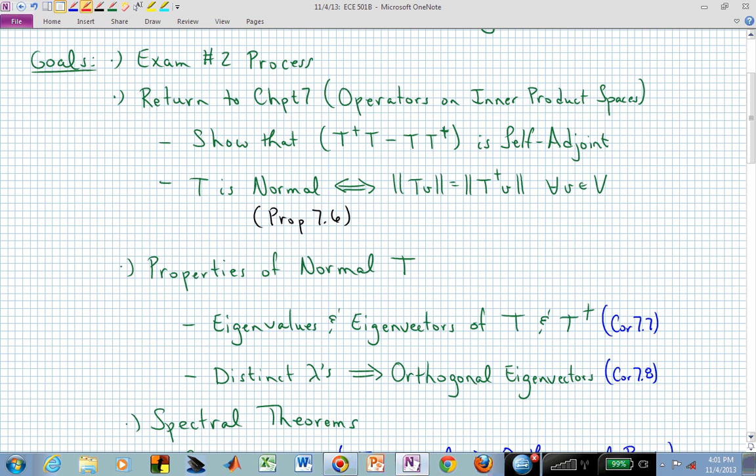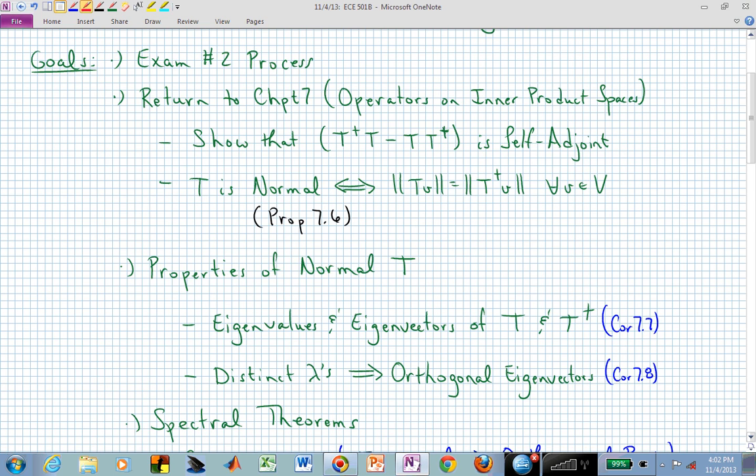But everything is cumulative, so learning this is not a bad thing for what you'll be expected to know on Wednesday. But in chapter 7, which is dealing with now operators on inner product spaces, you need to be experts on inner product spaces for the exam. Now we're playing with operators on that. We'll quickly show why T dagger T minus T T dagger, that sounds better than the adjoint of T times T, but all of that combination is self-adjoint.